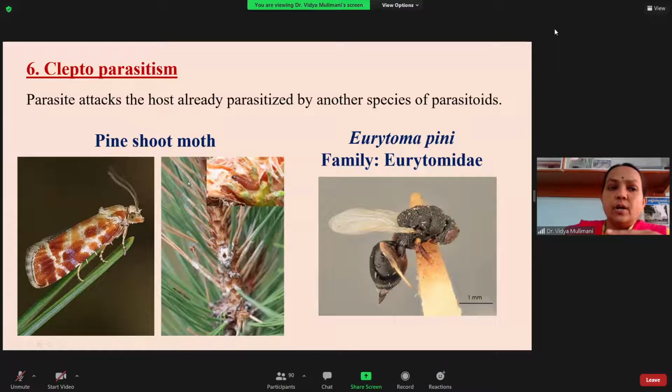And the last two I have told you are the autoparasitism or adelphoparasitism. That means the female is always an obligatory primary parasite, where the male is a hyperparasitoid in the next life cycle. That is the auto or adelpho. And in the case of kleptoparasitism, a parasite lays eggs on or attacks the host only if it is already parasitized by another species of parasite. That is called kleptoparasitism.